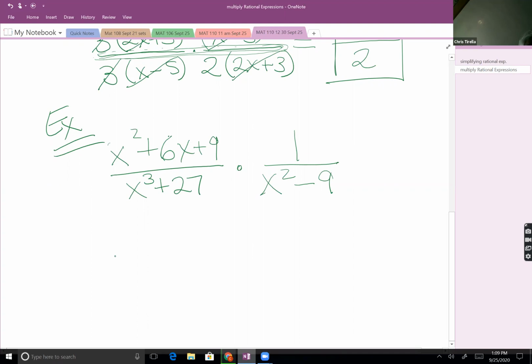Can anybody factor that first numerator for me? X squared plus 6x plus 9.